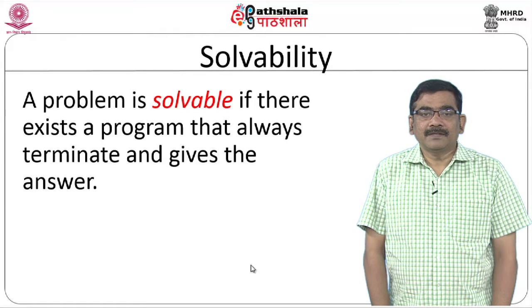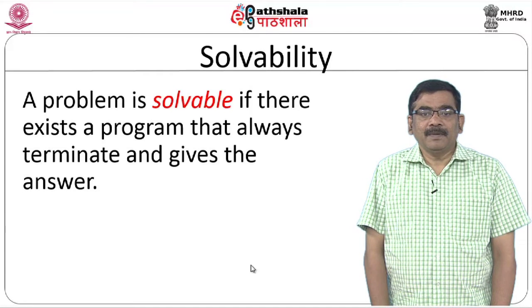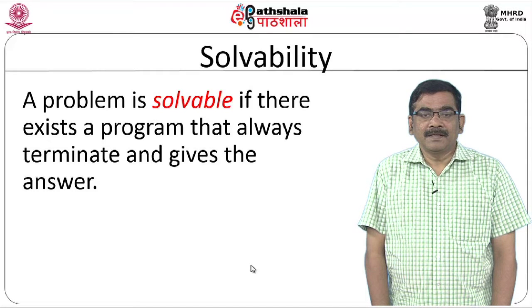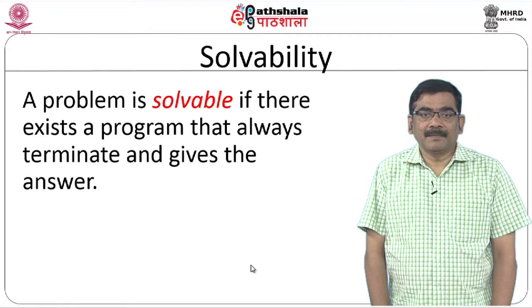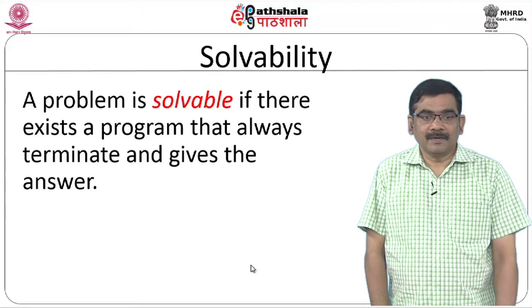For any given problem, solvability is an important criterion. So, what is solvability? A problem is solvable if there exists a program that always terminates and gives the answer. In other words, if there exists an algorithm that terminates and also gives answers correctly, then the problem is said to be solvable. For example, sorting of an array is a solvable problem because we have plenty of algorithms that can execute and give the answer in polynomial time. Therefore, sorting is a solvable problem.